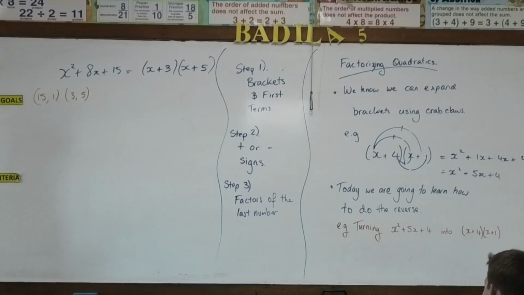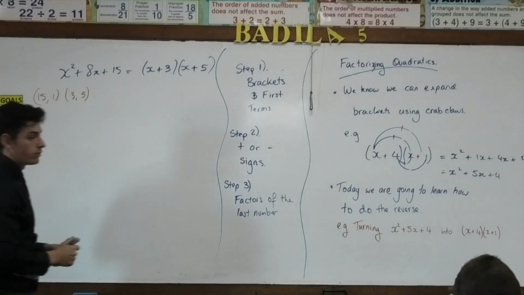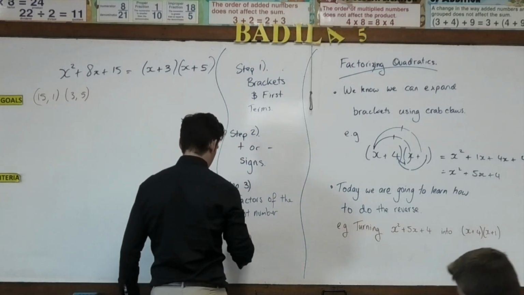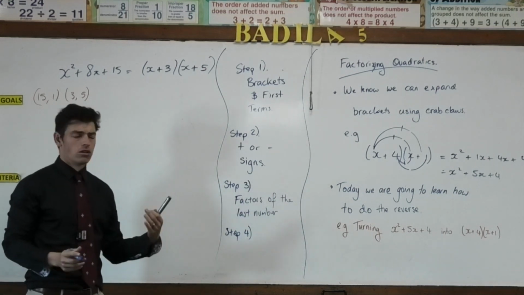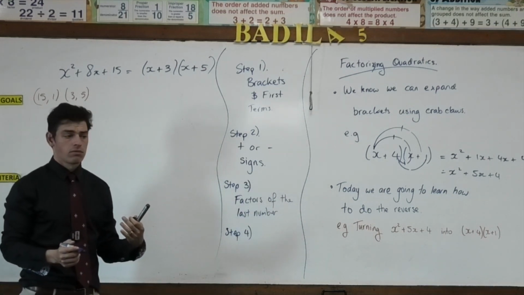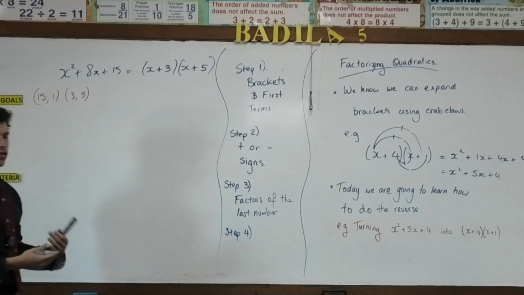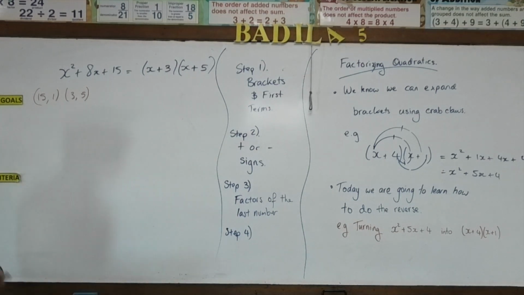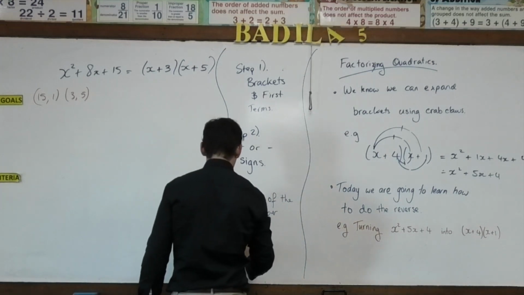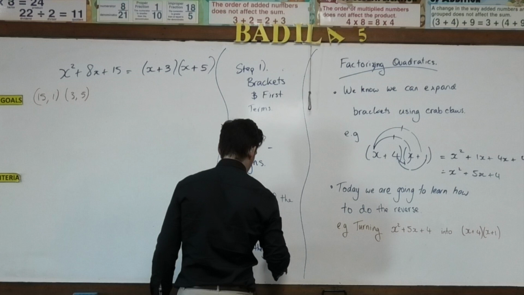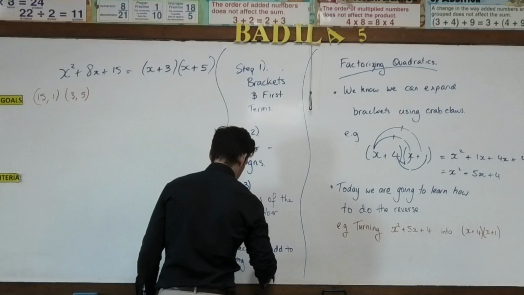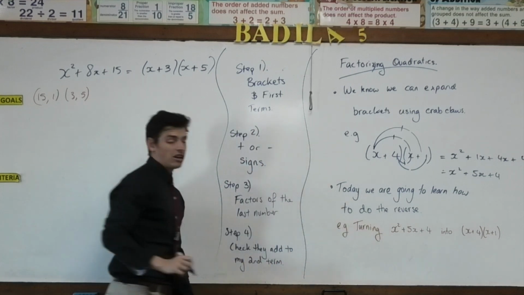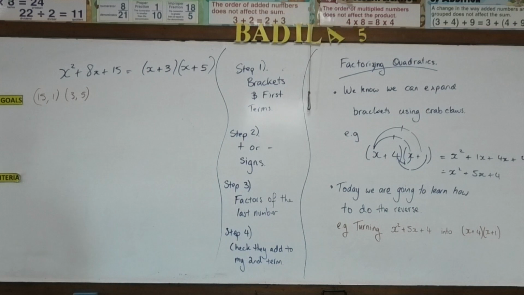How could I check that this works? So factors, step 3 was factors. What was my step 4? I missed that. Sorry, I didn't write it down. What was my 4th step? What do I need to do with those factors? Yeah, and I need to check they add to my what term? Second term. So I need to check that they add to my second term. Are we good with that?